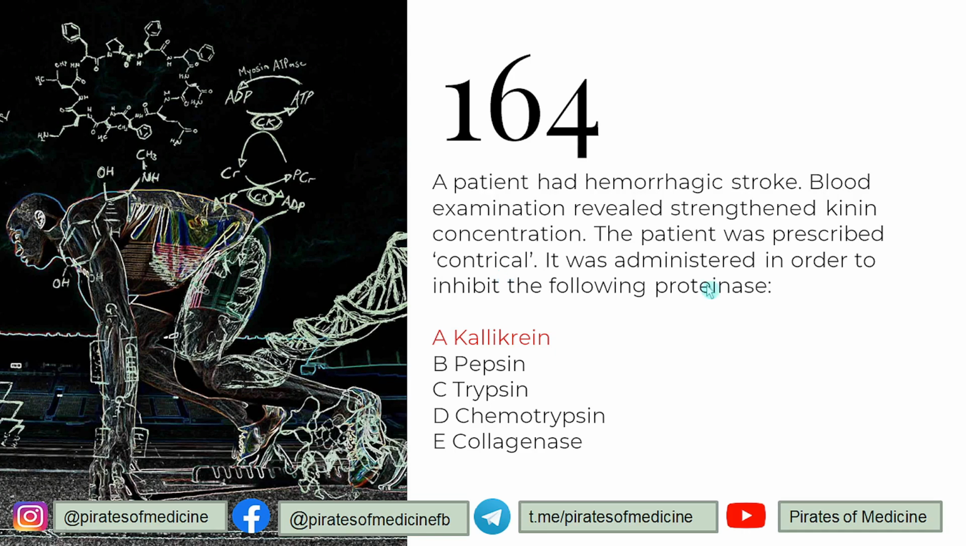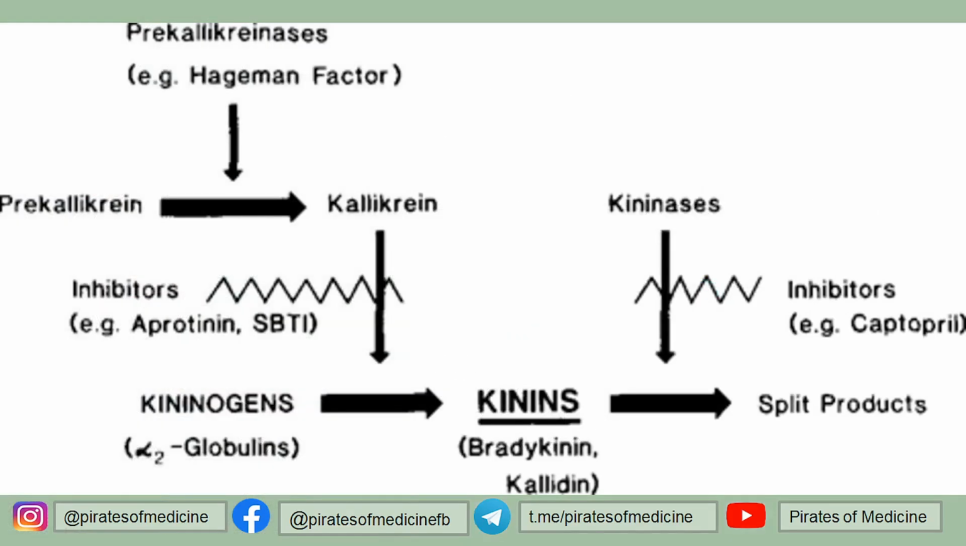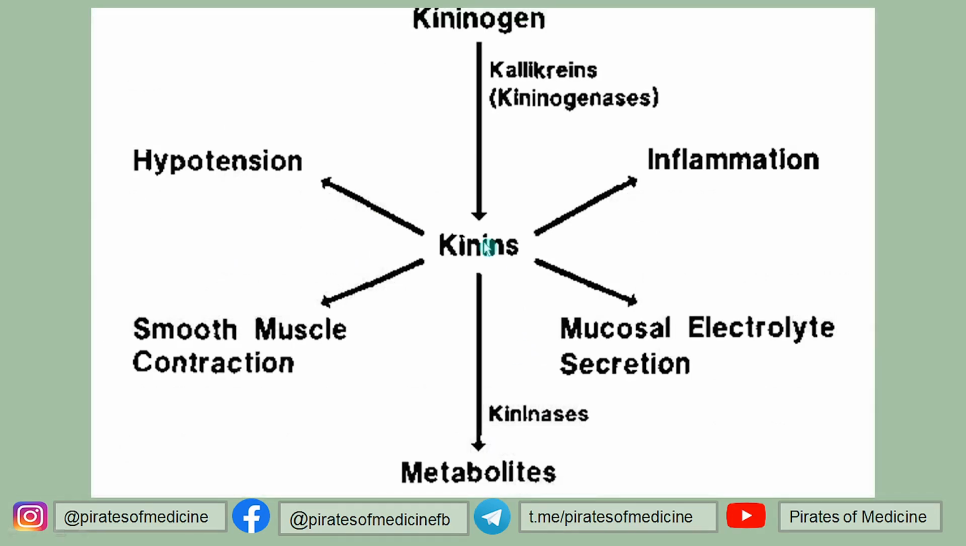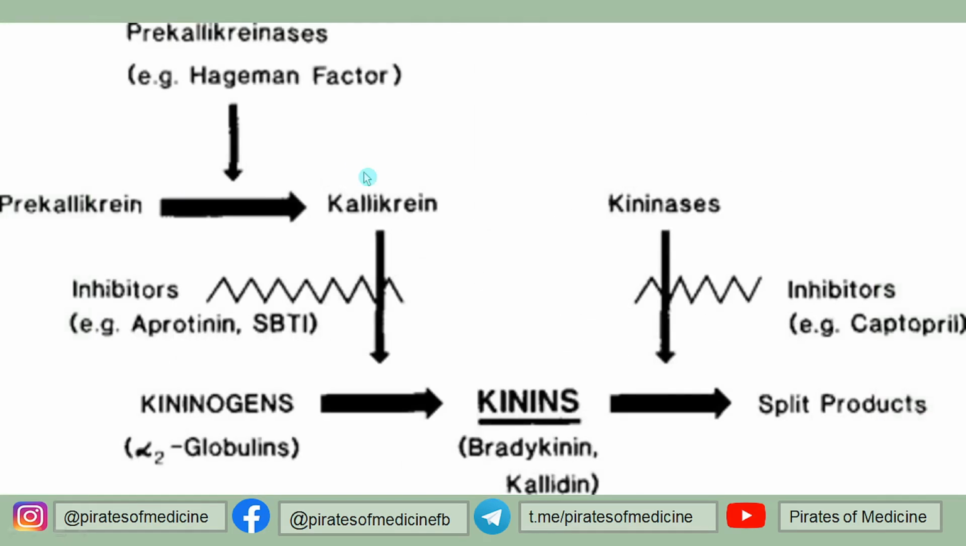So Kallikrein and Kinin, we need to understand what is the function of Kallikrein and Kinin. So the Kallikrein and Kinin system occurs in this way, that various factors activate prekallikrein to kallikrein, and this kallikrein converts inactive kininogens into kinins like bradykinin and kallidin. And these kinins are responsible for various functions like inflammation, mucosal secretion of electrolytes, contraction of smooth muscles, and hypotension. They have vasodilation effect. So this is how kinin and kallikrein system is linked. Kallikrein activates kininogens into kinin.